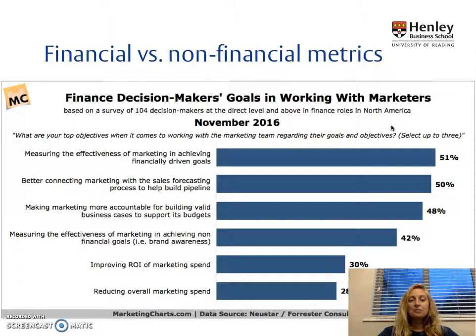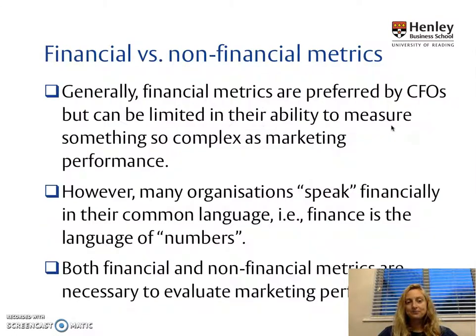Number two was better connecting marketing with sales forecasting process to help build the pipeline. And number three, making marketing more accountable for building valid business cases to support its budget. So again, to prove the budget. They're kind of similar, but the number one was really measuring the effectiveness in achieving financial driven goals. So being able to prove that marketing has contributed that much to the profitability.